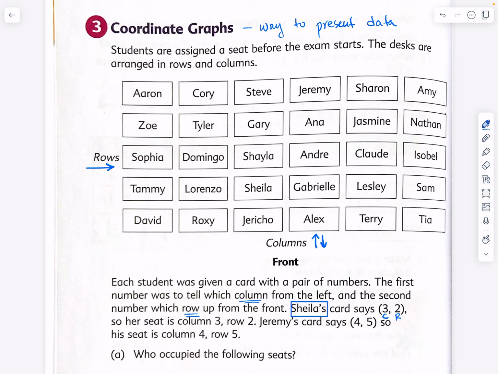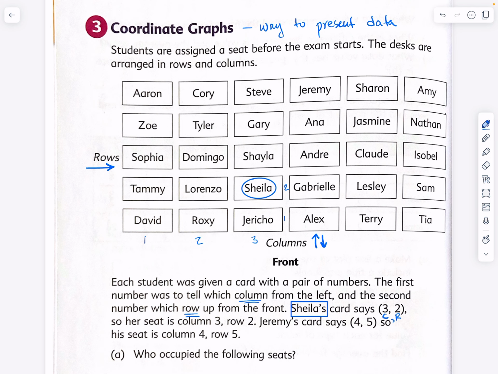Let's check it out. Is Sheila truly in a third column? So let's go. 1, 2, 3. Okay, we got 3 for Sheila and she's in a second row. First row, second row, and here she is. We have Sheila in the space assigned 3,2, meaning third column and second row.